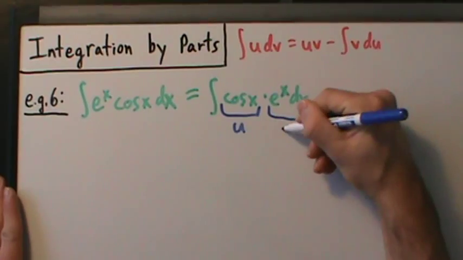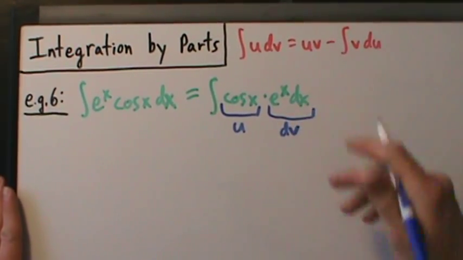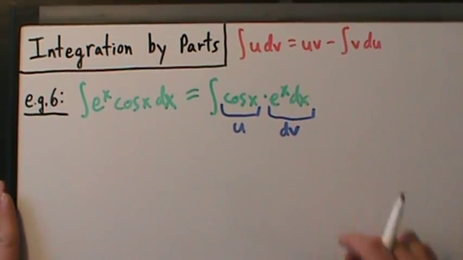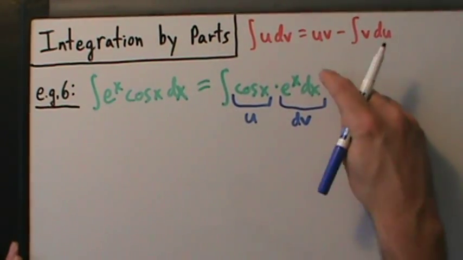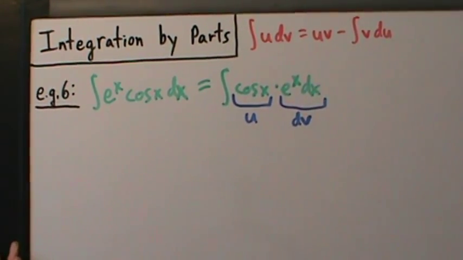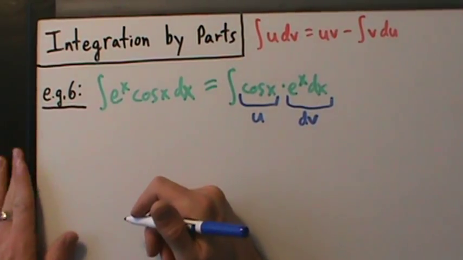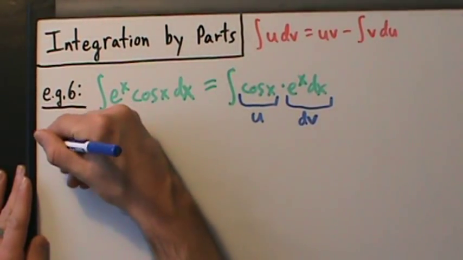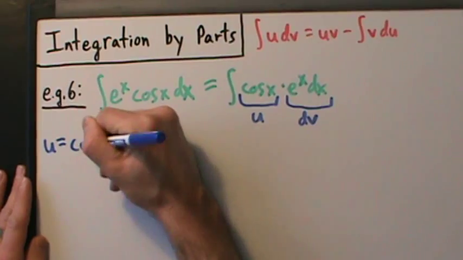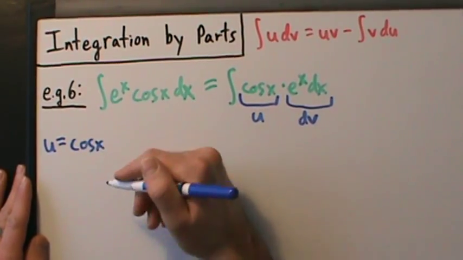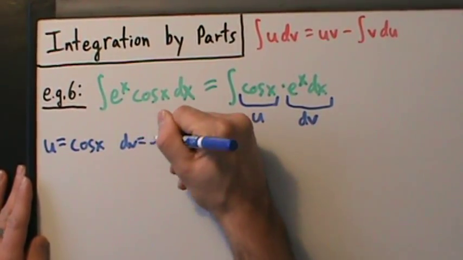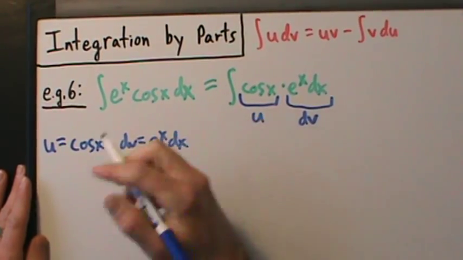So that means dv has to be this here, e to the x dx. Remember, dv always has to have a dx on it, or d of whatever the variable is. In this case, it's just x. Alright, so now we're going to come over here and write what we have. So u equals cosine of x, and dv is e to the x dx.